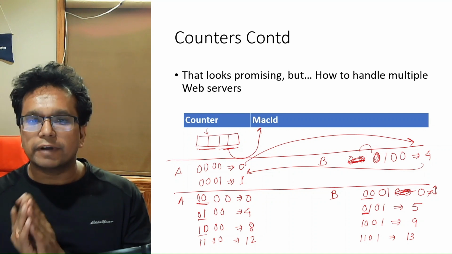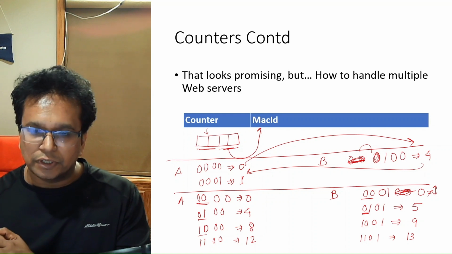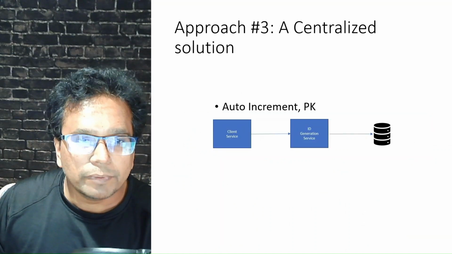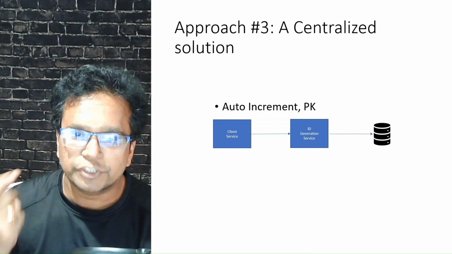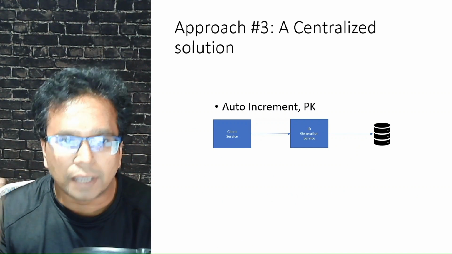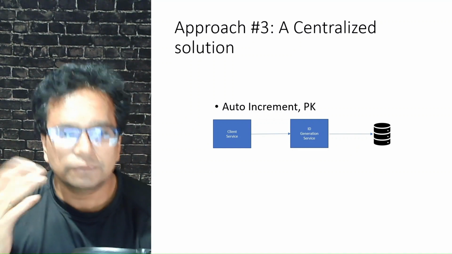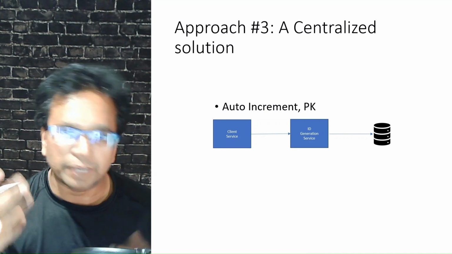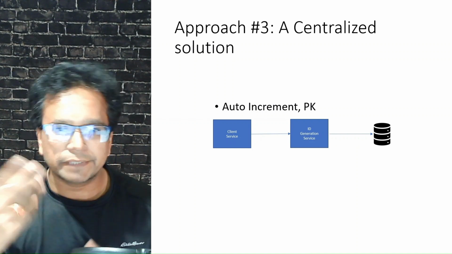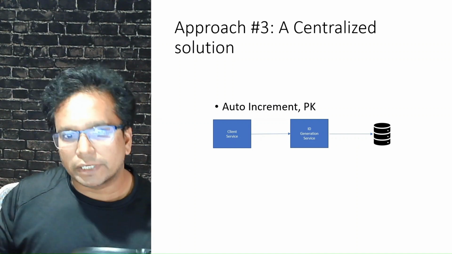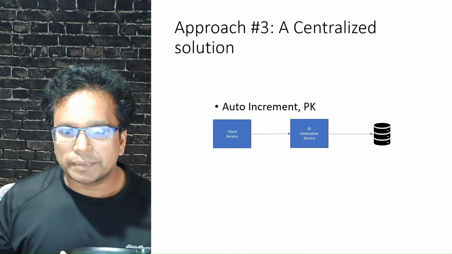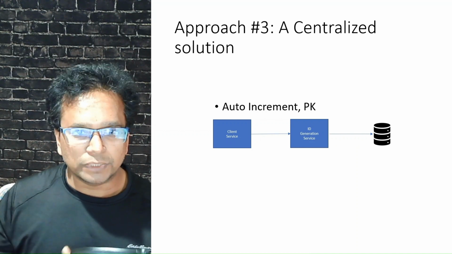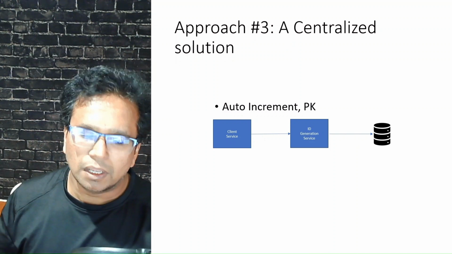Let's try to find another solution that fixes this problem. Let's evaluate a centralized solution that may generate monotonically increasing IDs with certainty. So for instance, we could use a SQL database with auto-incrementing primary keys. Whenever a request comes in, we add a record in the database and return the primary key, which is going to be our unique ID, and which is guaranteed to be both unique and monotonically increasing.